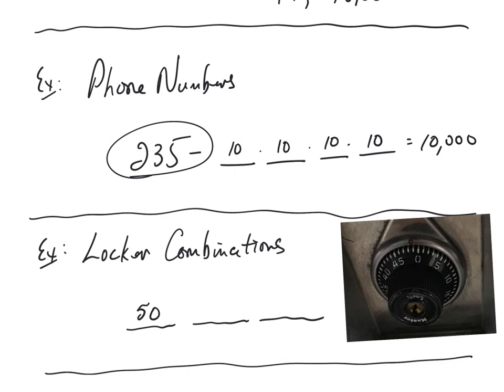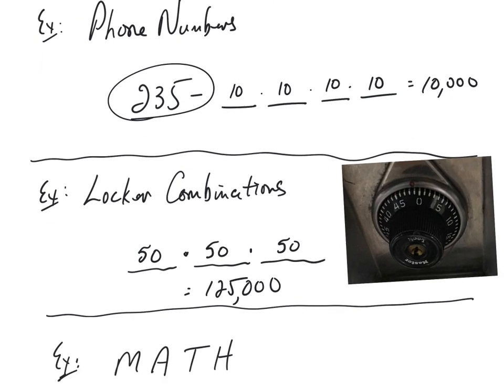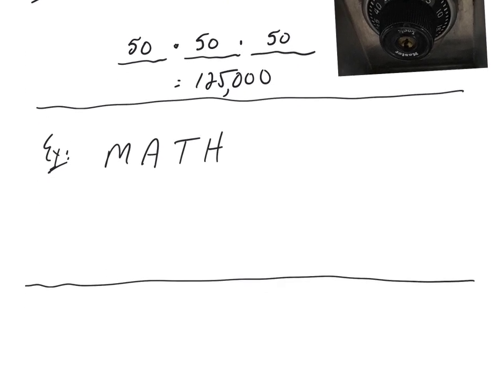Well, if you have 50 possibilities for your first digit, 50 for your second digit, and 50 for your third digit, the fundamental counting principle says multiply those together, and you would then have 125,000 possible locker combinations using a 50 number dial. So if you forgot your combination and you came back and just started guessing, you'd have many, many, many combinations to possibly choose from.